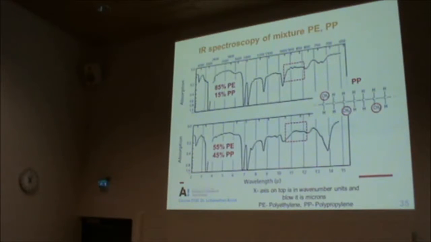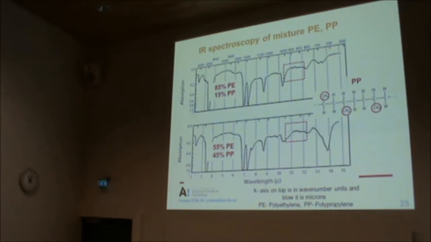Okay, now these are two infrared spectra. PE stands for polyethylene, PP stands for polypropylene. You have 85% polyethylene, 15% polypropylene. Here, when compared to this, you have a higher polypropylene percentage. Now, if you see, the difference between these is very, very small.